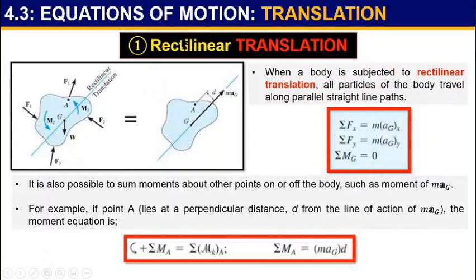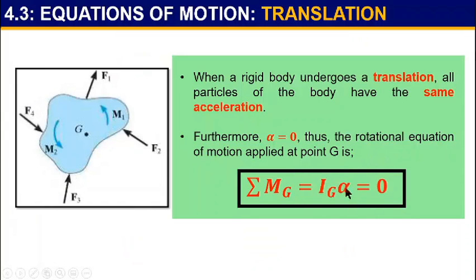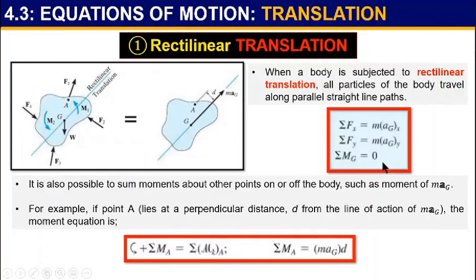First, rectilinear translation. You can see from this figure, there's a rectilinear translation going on for this point G, for this body. When a body is subjected to rectilinear translation, all particles of the body travel along parallel straight line paths. You already learned this in chapter 1. So sigma Fx equal to m aGx, sigma Fy equal to m aGy. Moment for point G is 0, because of this.